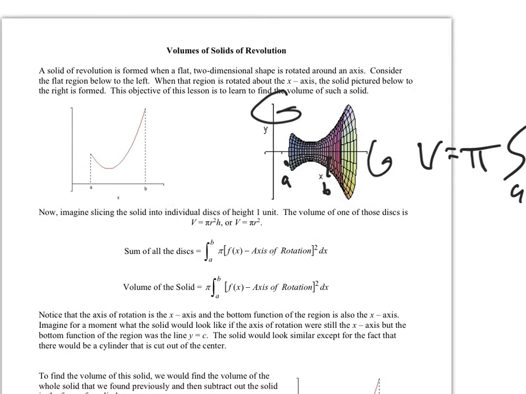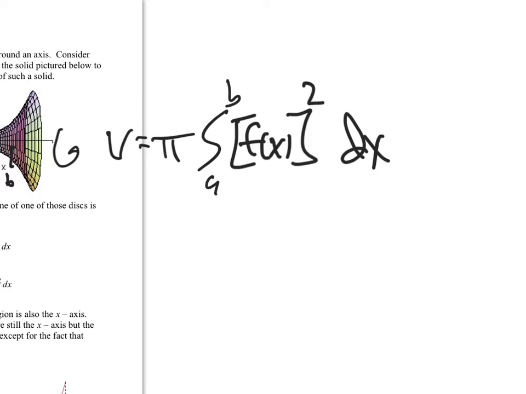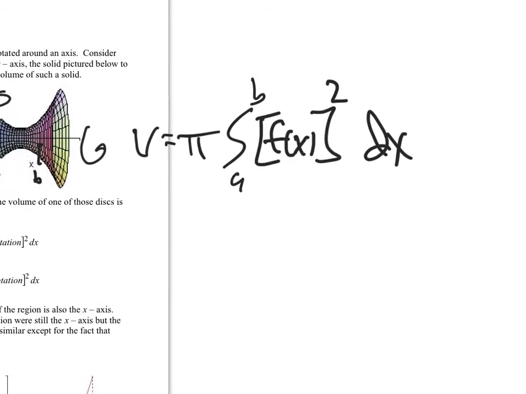So if I look at this picture right here, here is my function that's spinning around. So R is that right there. So I'm just going to write pi R squared. That would be f of x squared. Somebody tell me why I have a dx. What does that mean in terms of this situation?